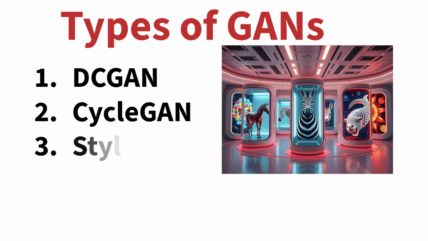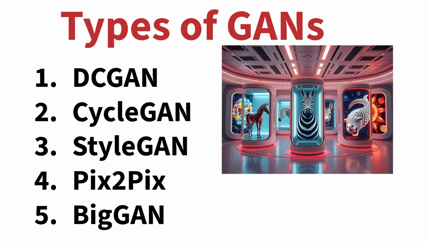GANs have evolved and now they come in many specialized forms. Deep convolutional GAN, good for image generation. CycleGAN converts images from one style to another, like turning horses into zebras. StyleGAN, which is used for generating high quality human faces. Pix2pix, which translates one type of image into another, like turning a sketch into a photo. BigGAN, a powerful GAN trained on large scale data sets. Each has a different structure but uses the same core idea: generator versus discriminator.